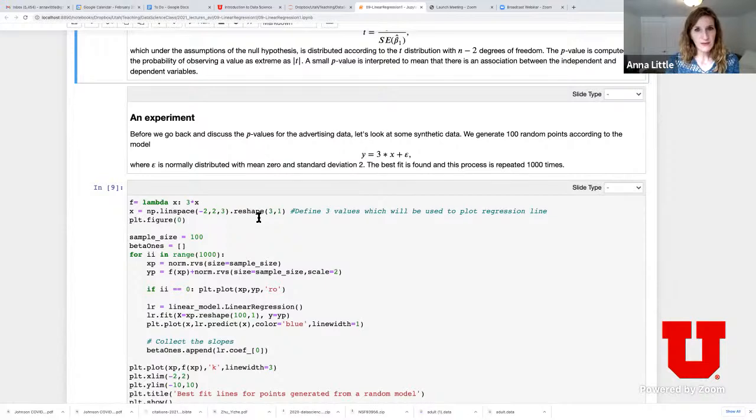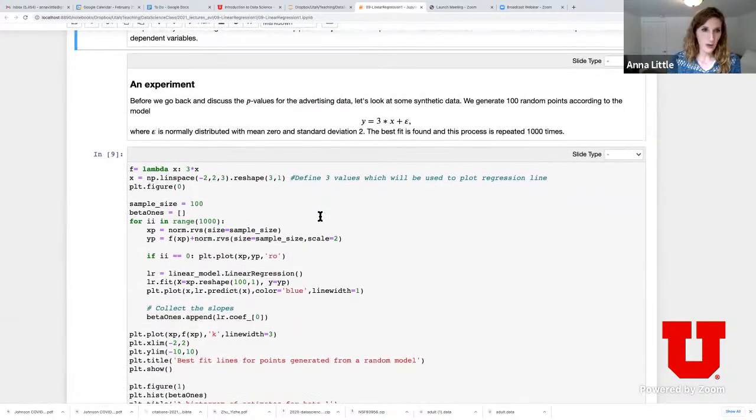Okay, so let's think about the following experiment. Before we go back and discuss the p-values that we computed for the advertising data, let's look at some synthetic data. So let's say we generate 100 random points according to the following model. Y is 3x plus epsilon, where epsilon is normally distributed with mean 0 and standard deviation 2. And let's say we call this one simulation, and we repeat this simulation 1,000 times. And each time we compute the best fit. Okay, so we can look at what happens.